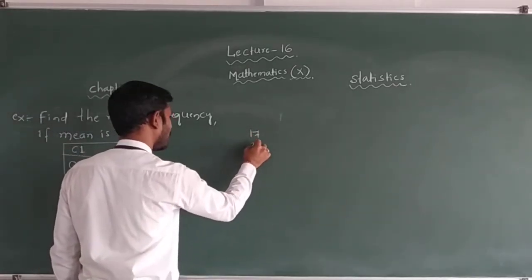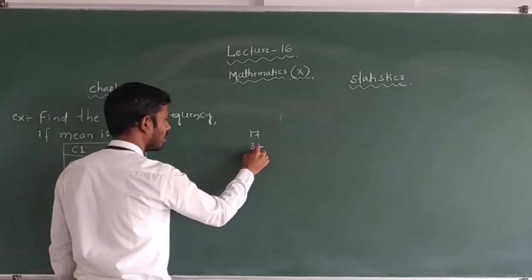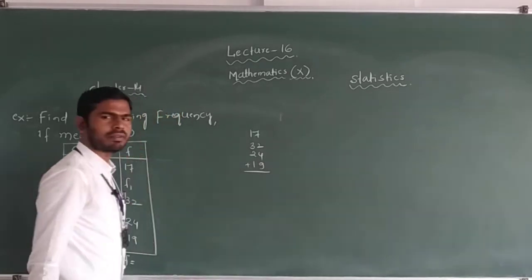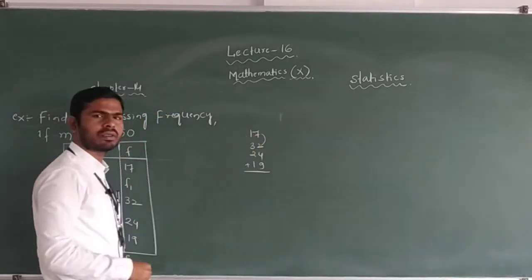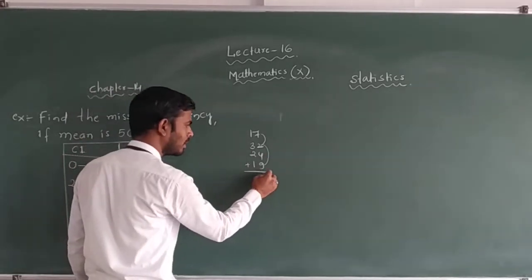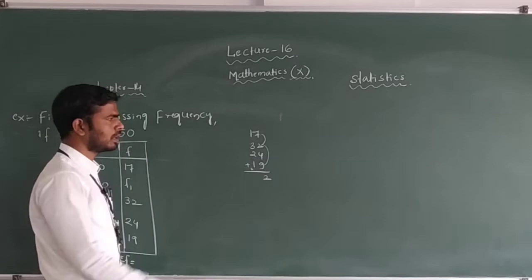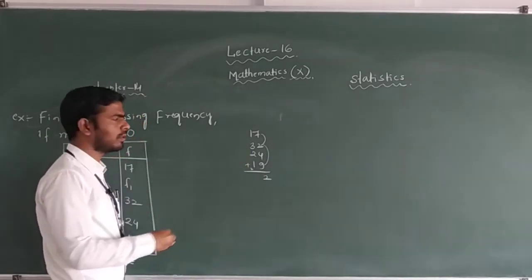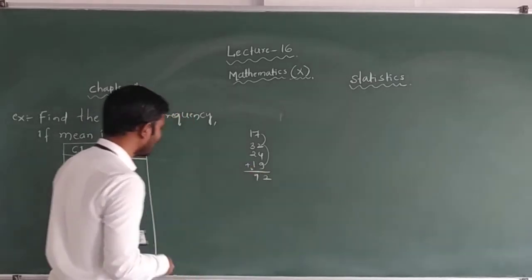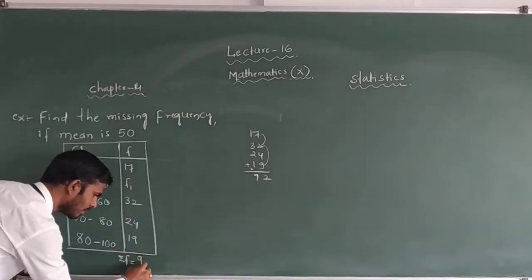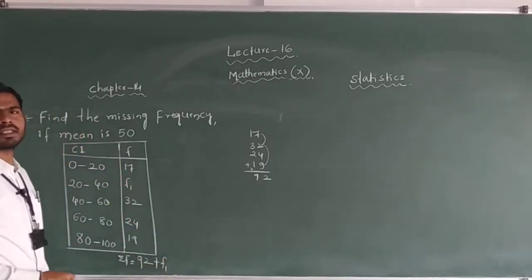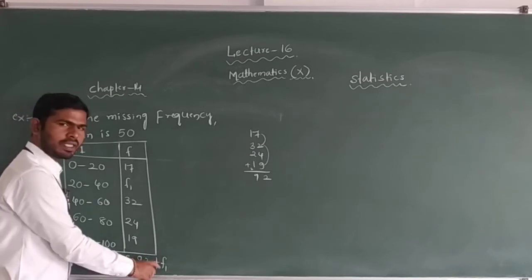17 plus 32 plus 24 plus 19. Adding, 7 plus 2 is 9, 9 plus 9 is 18, 18 plus 4 is 22, carry 2. Next, 1 plus 3 is 4, 4 plus 2 is 6, 6 plus 2 is 8, 8 plus 1 is 9. Total is 92. So sigma f is 92 plus F1.